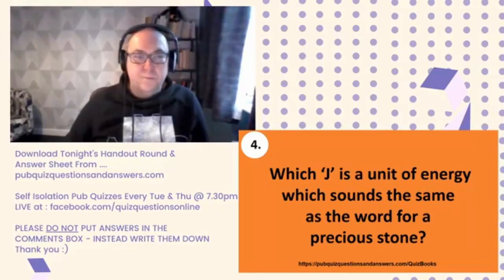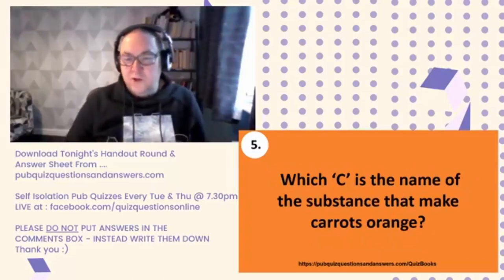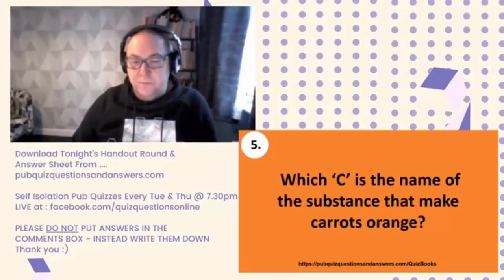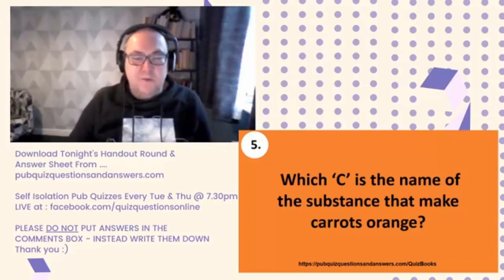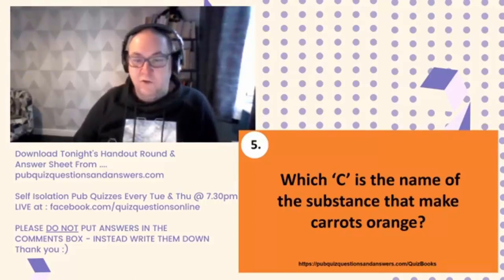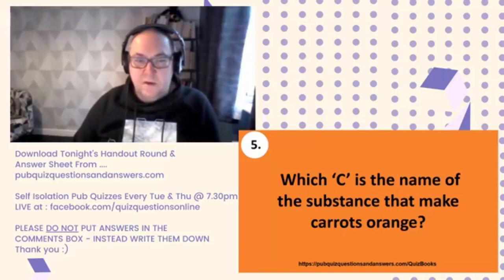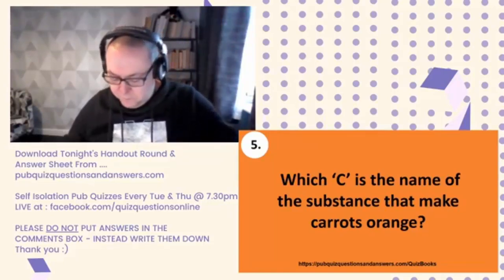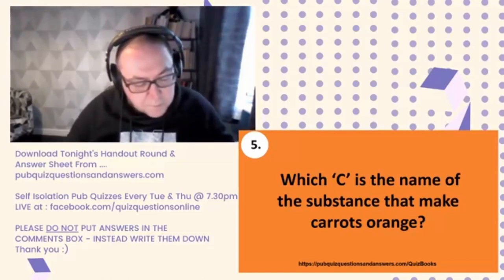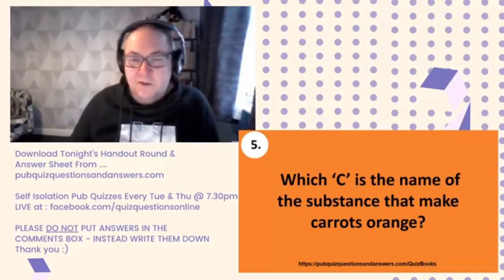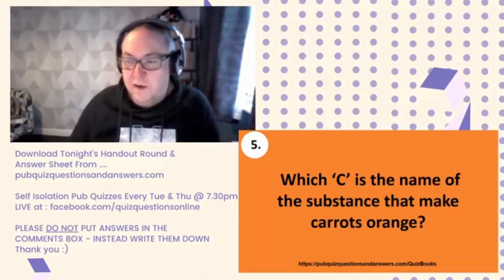Next one. Hopefully not too many problems just yet. Question number five. Number five. Which C is the name of the substance that makes carrots orange? Which C is the name of the substance that makes carrots orange? That's number five. Okay, so that's the first little bit of the handout round. That's one to five, the blockbusters.